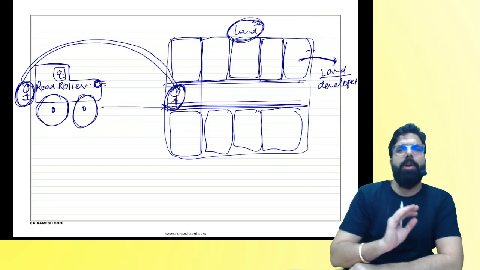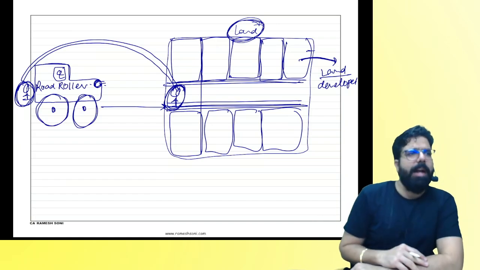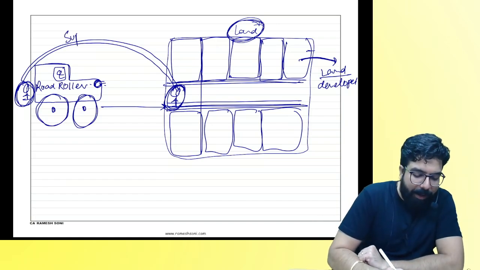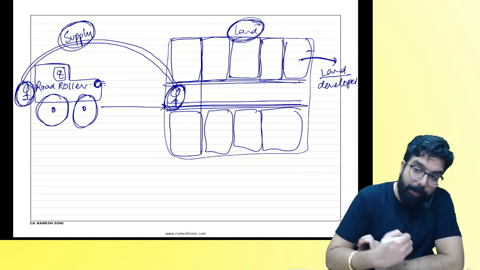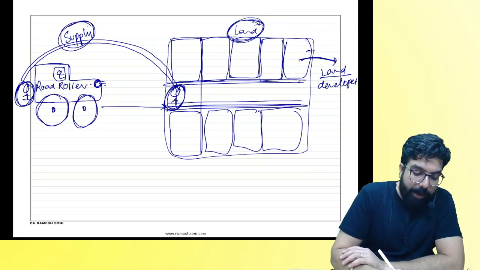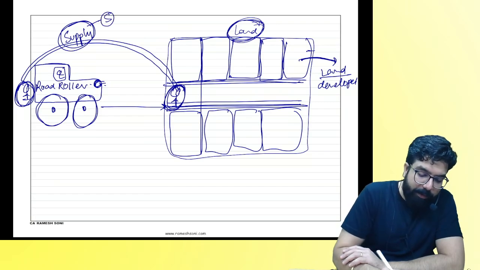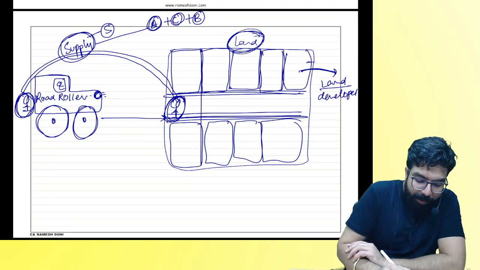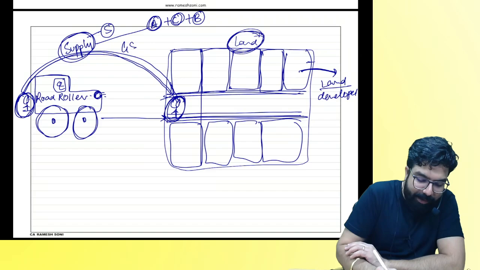I am running the road roller for you. I will do the leveling of the land. My question is, is it supply? Is my work supply? Sure. It's a service. Supply means it's an activity I am doing for a consideration. Is it my business? So whatever services I am giving, will I charge GST?